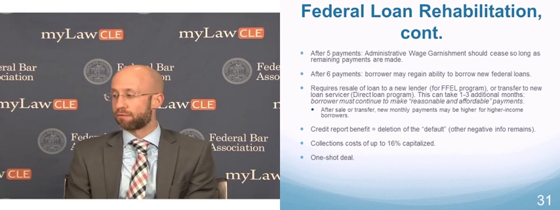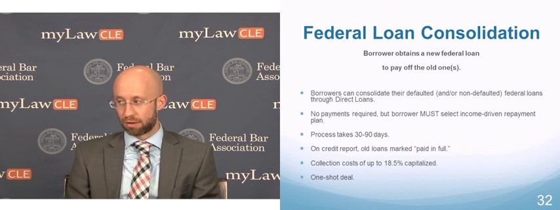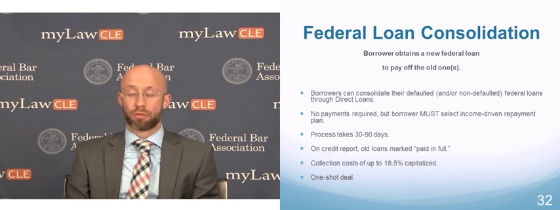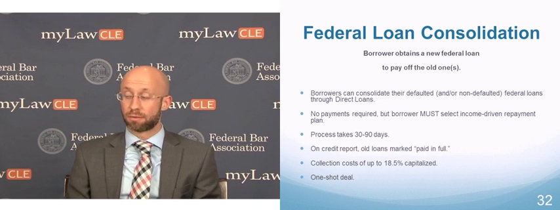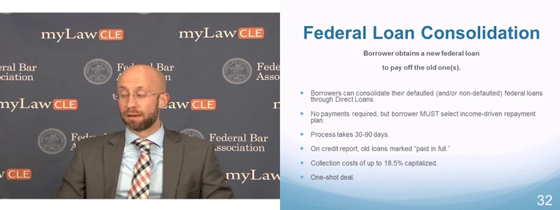Another option for resolving federal student loan defaults is federal student loan consolidation. The way this works is a borrower obtains a new federal loan through the U.S. Department of Education. That new federal loan pays off the old federal loan, and then they make payments on that new loan. Now, you don't have to consolidate just defaulted loans. The direct loan consolidation program is available for both defaulted and non-defaulted federal loans.